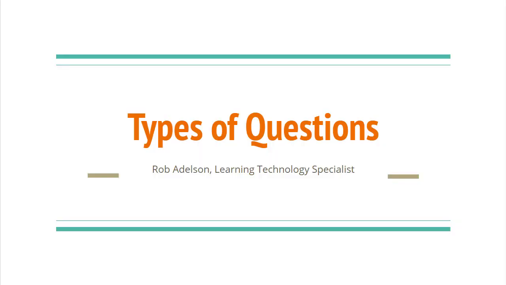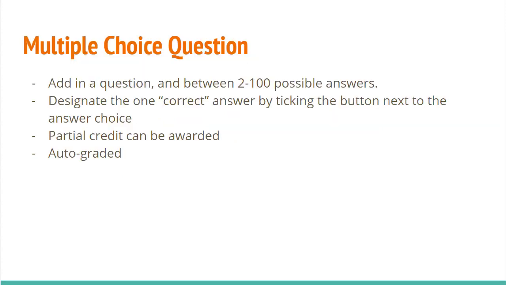In our previous video, we went over adding a multiple choice type of question. In this video, we'll go over several different types of questions that can be added on a Blackboard test canvas. In our previous video, our multiple choice question had 3 possible answers. In a multiple choice question, you add in a question and choose between 2 or up to 100 possible answers.